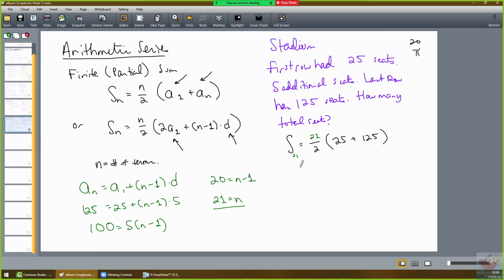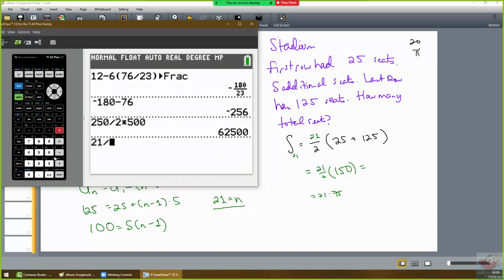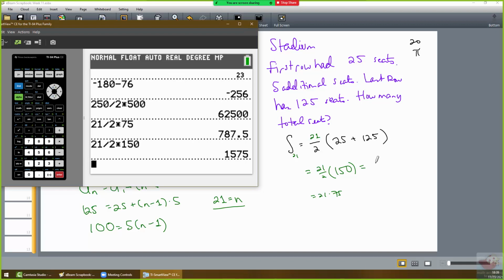Good. So if we put this in the calculator, let's see, 25 plus 25 is 150. Divided by 2 is 75. So whatever 21 times 75 is, oh, I'm not going to do that. That's 21 over 2. Oh, wait, that doesn't make sense. We can't have half a seat. Oh, you know why? Because that should have been 150. So sorry, everyone. There you go. 1575.